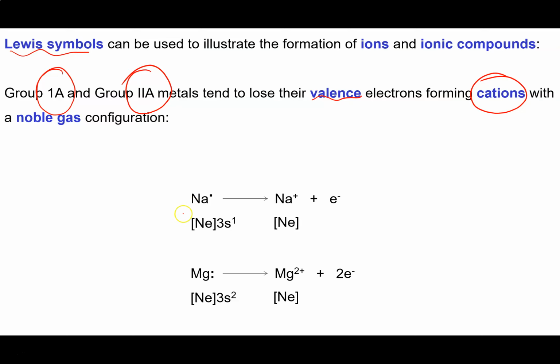So sodium, which has 11 electrons, 10 of them are in the neon noble gas configuration, and then it has 1 electron in the 3s subshell. When it forms an ion, it tends to lose this 1 electron, leaving it with a neon arrangement. Magnesium has 12 electrons, 10 of them are in the neon noble gas configuration, and then it has 2 electrons in the 3s subshell. Magnesium likes to lose these two 3s electrons, forming an Mg2+ cation, leaving it with the neon electron configuration.